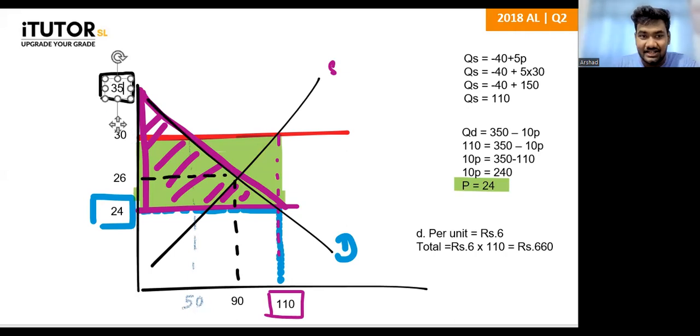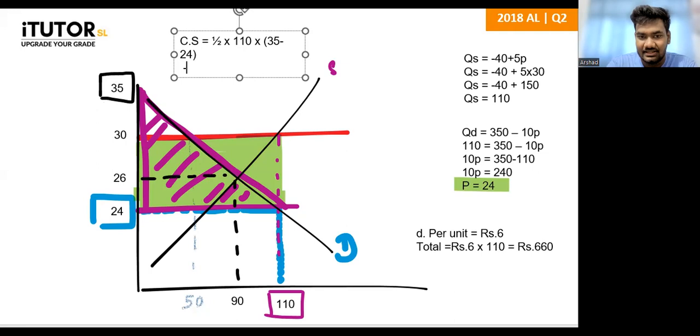So then how much is our consumer surplus? So consumer surplus is equal to half into what is our base, 110. What is our height? 35 minus 24. So when I solve this, how much do I get? Rupees 605. Now that is my consumer surplus.